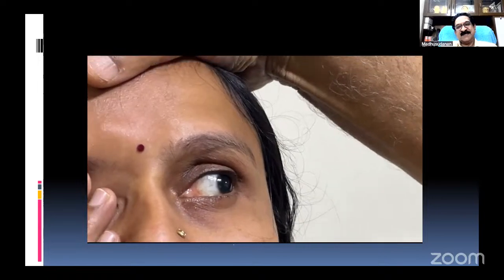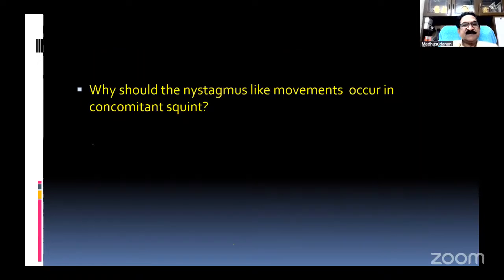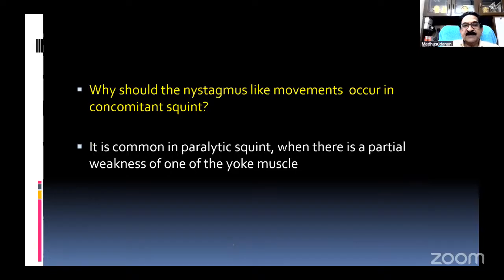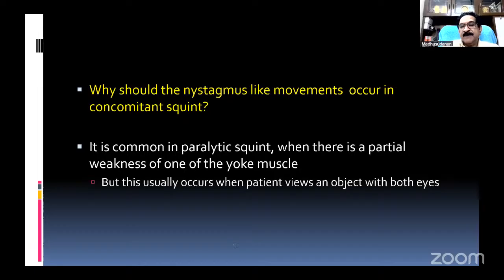Here also you can find out the same. Now, why should nystagmus-like movement occur in concomitant squint? That's why I thought it cannot be a concomitant squint. It is commonly a paralytic squint when there is a partial weakness of one of the yoke muscles. But this usually occurs only when the patient uses both eyes. See, Hering's law of equal innervation, what he said is exactly correct. But when does it come into play? When the patient works with both eyes. Suppose you've got a paralysis of one eye, still it will not be there when the patient views with one eye.